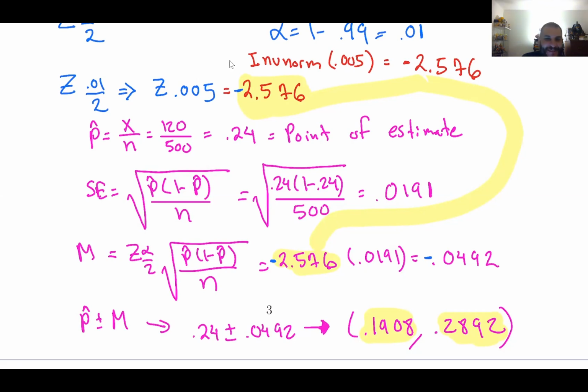All right, cool, thank you. So that means this value would have been negative, correct? So then that margin of error will also be negative, correct? So if I do 0.24 plus a negative 0.0492, or if I do 0.24 minus a negative 0.0492, would that change my answer at all?